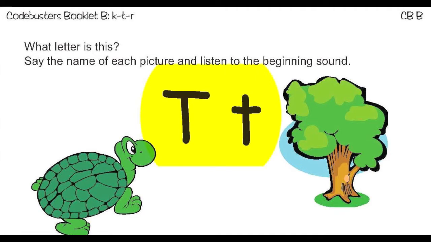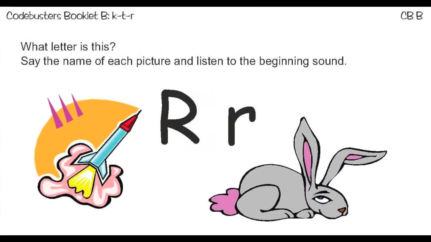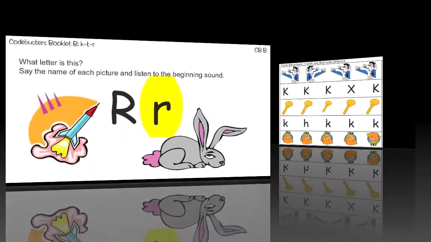This letter's name is T. Can you say T? This letter's sound is T. Can you say T? The letter T makes the sound T. Remember to review upper and lowercase letters as well. Lastly, let's review the final letter name and sound. This letter's name is R. Can you say R? This letter's sound is R. Can you say R? The letter R makes the sound R. Again, remember to review upper and lowercase letters.